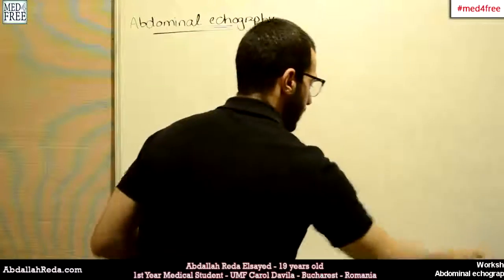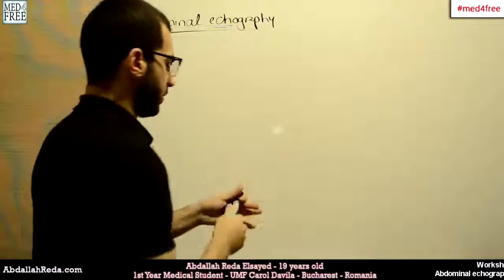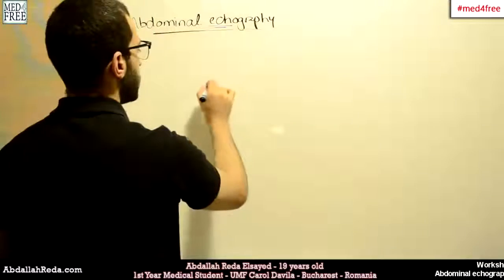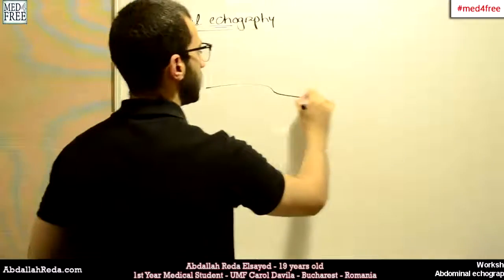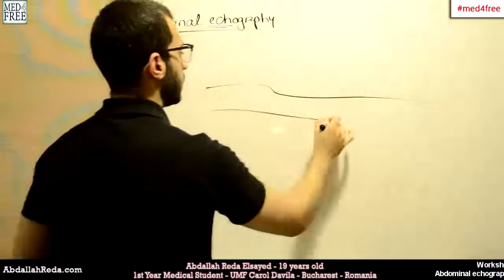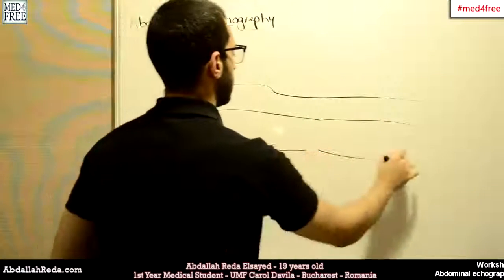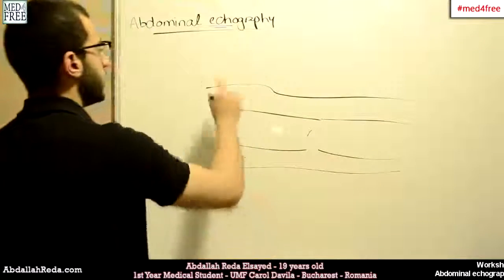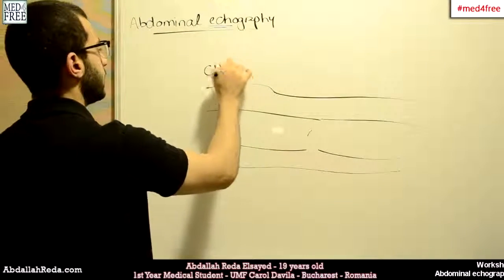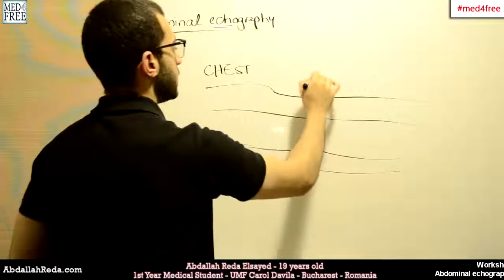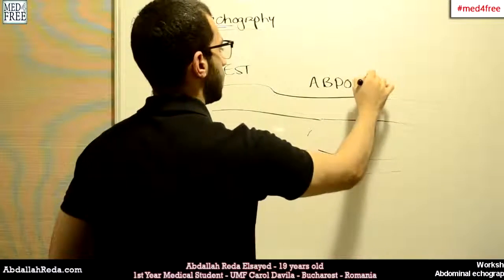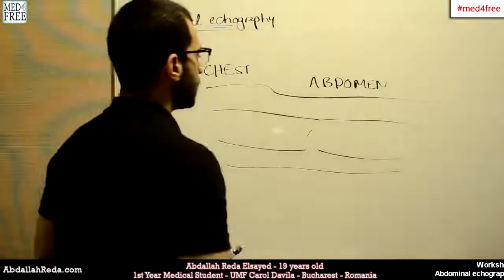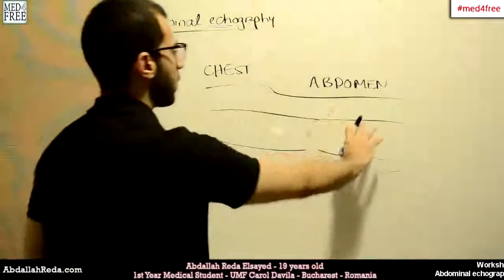Now the workshop was about how to use the sonogram itself. So we will have a side view of the patient. The patient will be lying down like this. This is the chest area, and this is the abdomen of the patient. So we are having a side view, and this is the arm.